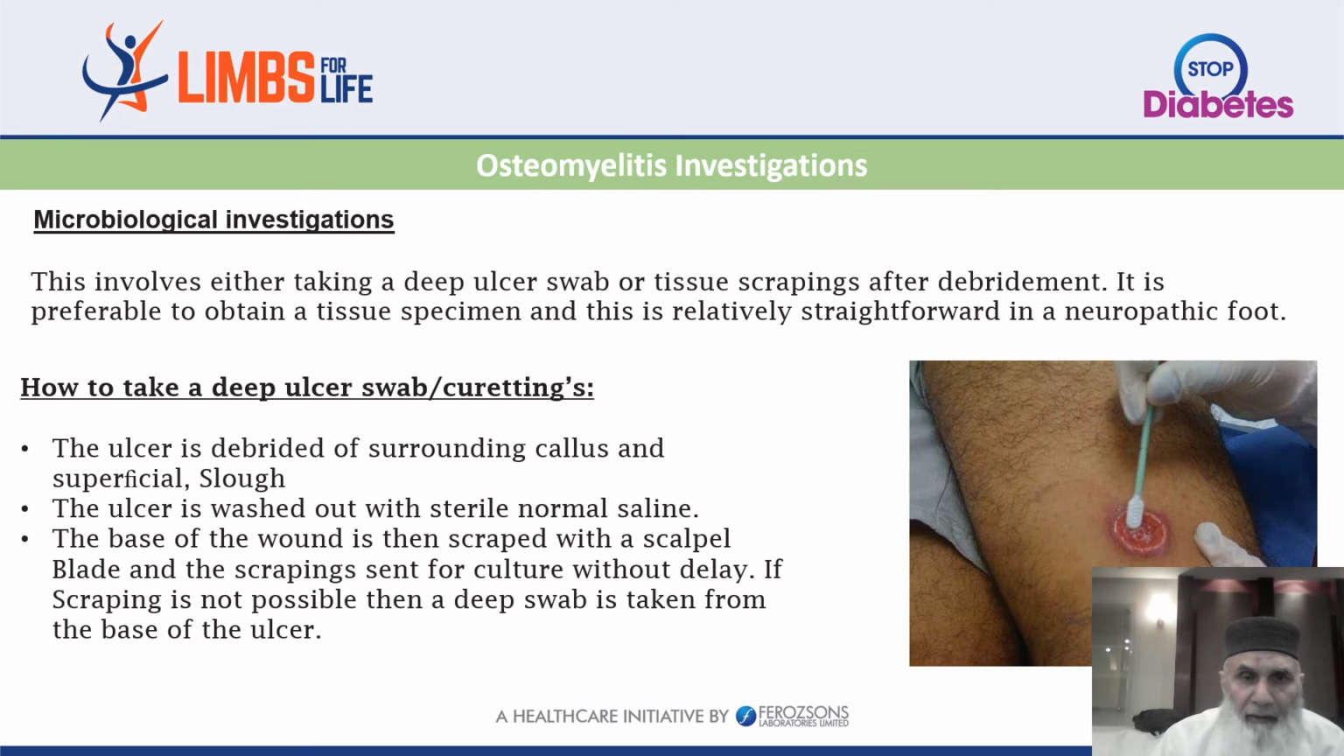The ulcer is debrided of surrounding callus and superficial slough. The ulcer is washed out with sterile normal saline. The base of the wound is then scraped with a scalpel blade and the scraping sent for culture without delay. If scraping is not possible, then a deep swab is taken from the base of the ulcer.